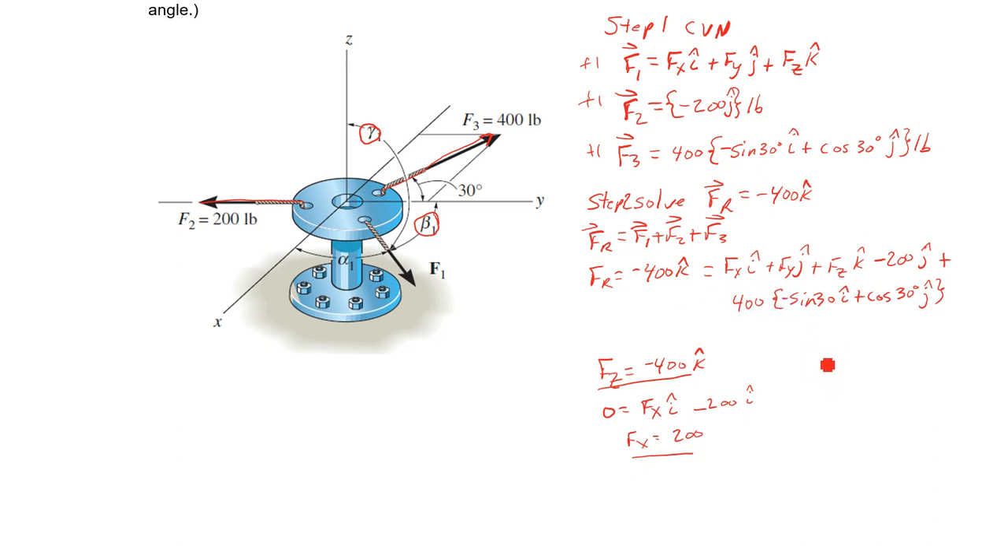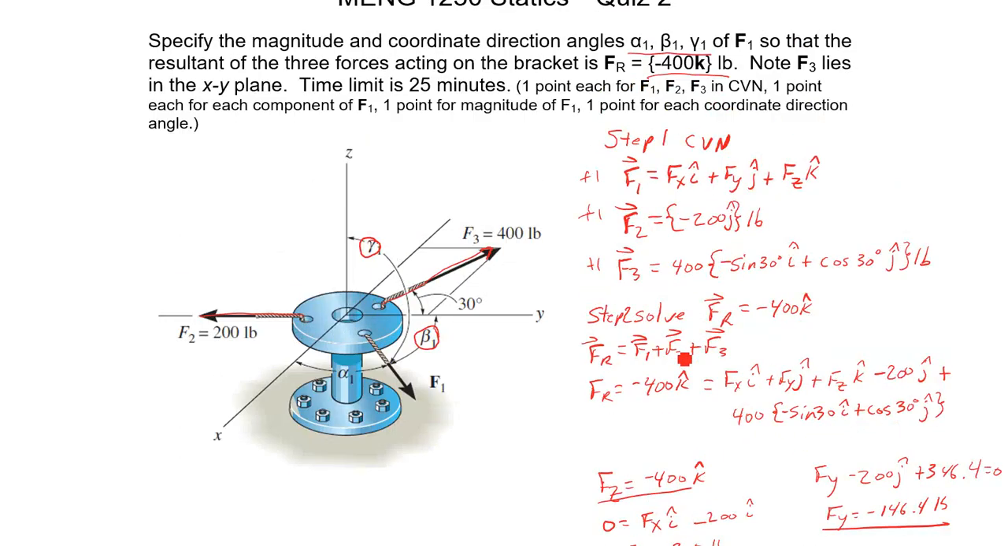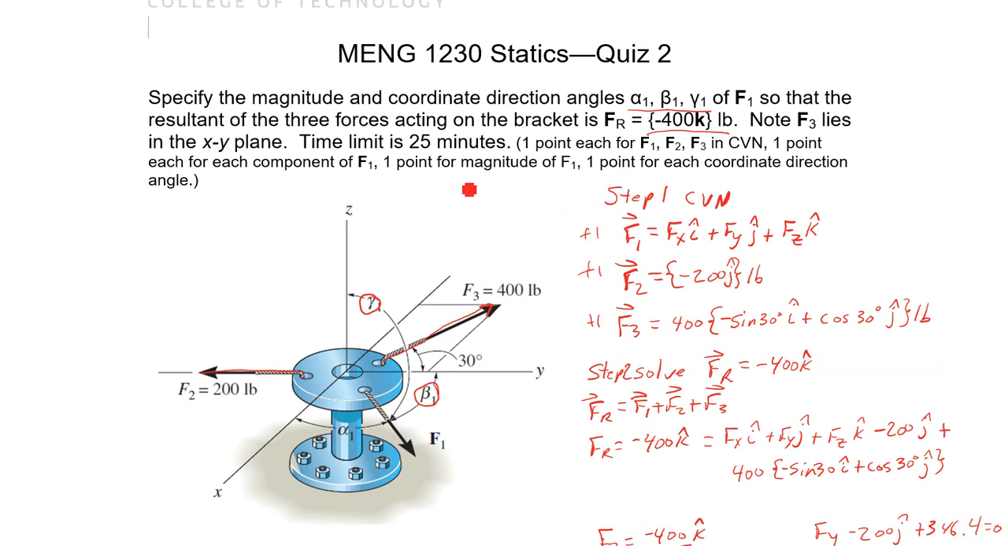Fy, we have positive Fy minus 200j plus, this value is going to be the cosine of 30 times 400, which is 346.4, equals 0. So we get 146, move that to the other side, so Fy was negative 146.4 pounds. It's pounds. Alright, so there's our three components. So that's our second part.